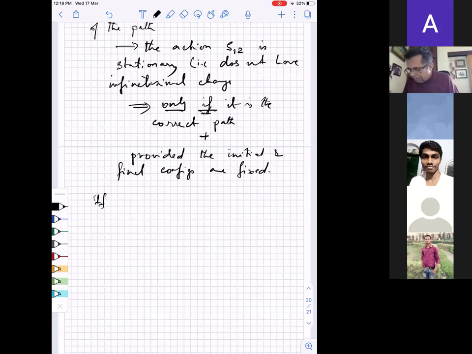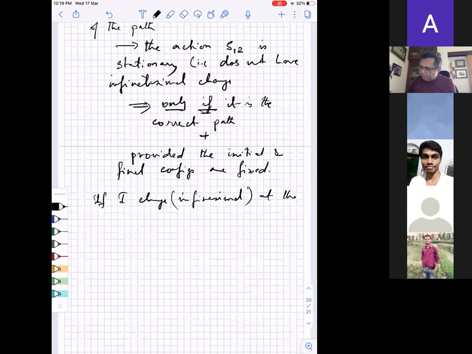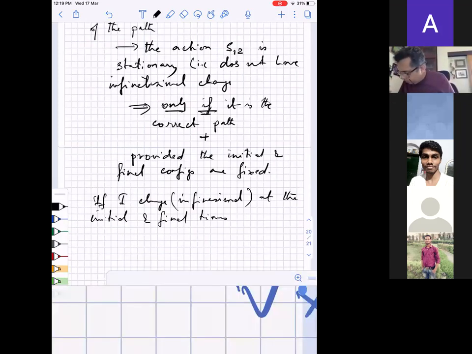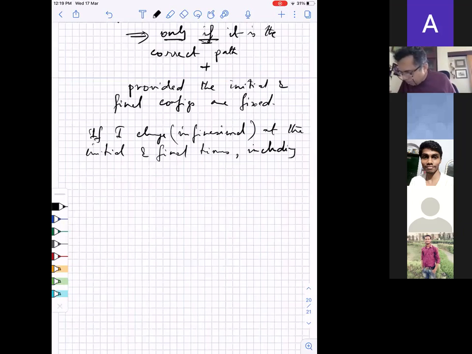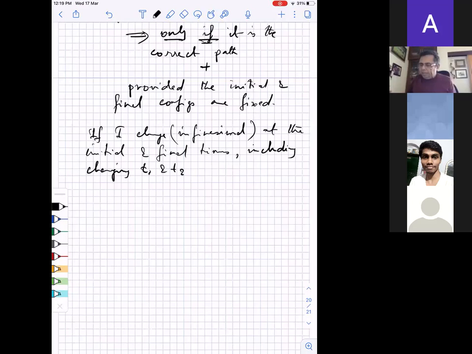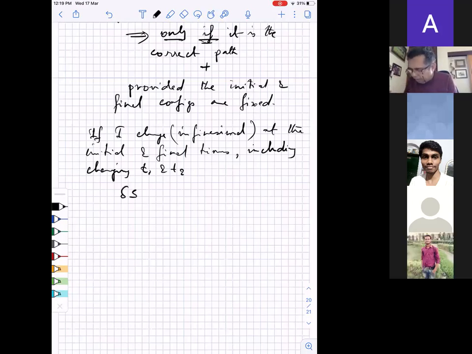So if I change, or rather say if I change, infinitesimal, again, at the initial and final times. So if the configuration at the initial and final times, if I change those configurations very, very little, including changing those times a little, then the configuration will be changed. Including changing T1 and T2, so either the configurations or time, then there will be a change in the action. So there will be one small change in the action.